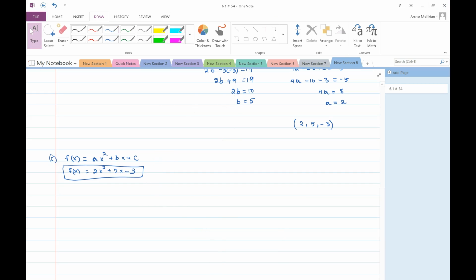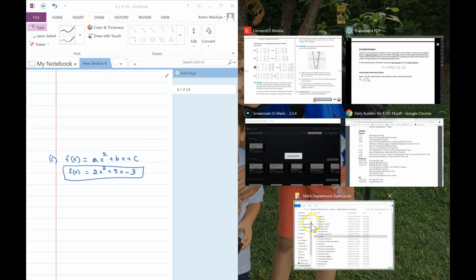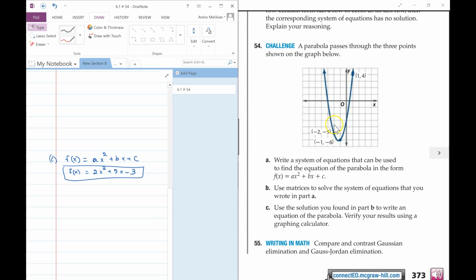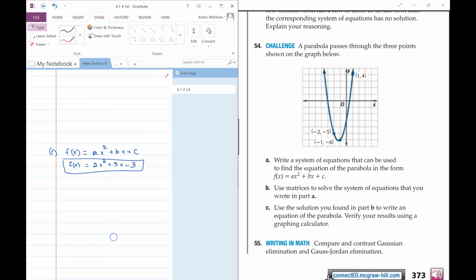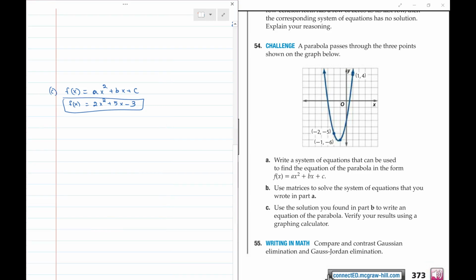Isn't it cool? It's so awesome. That's how you do it. If you have a parabola and you can figure out 3 points on the parabola, that's how you can find A, B, and C. But you need 3 points. You can't get away with 2 points. You need at least 3 points because 3 equations, 3 unknowns. Okay? So that's how it's done. Pretty cool.